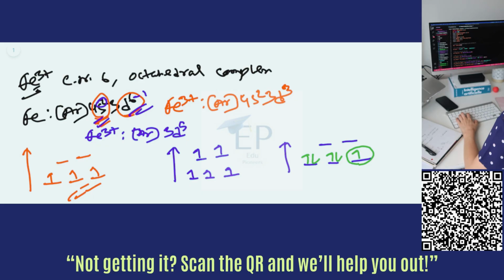We know that the first case happens when the ligand approaching is a weak ligand, and that's why we will have a high spin complex. And the second happens when the ligand is a strong ligand, and we have a low spin complex.